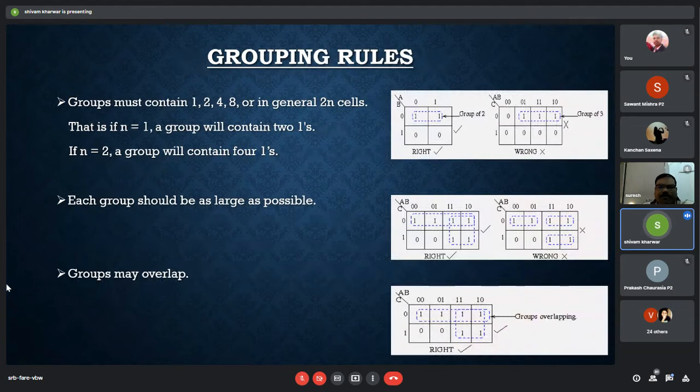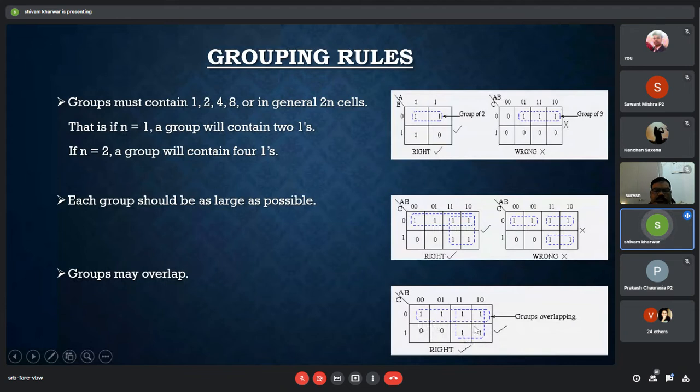Now here are the grouping rules for K-map. A group must contain 1, 2, 4, 8, or in general 2^n cells. That is, if n is equal to 1, a group contains 2 ones. You can see in the figure here we have two groups of ones. Similarly, each group should be as large as possible. Here in the figure we can see we have four ones in two groups, not three pairs.